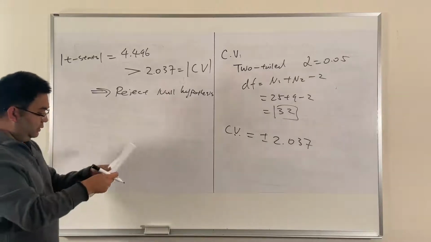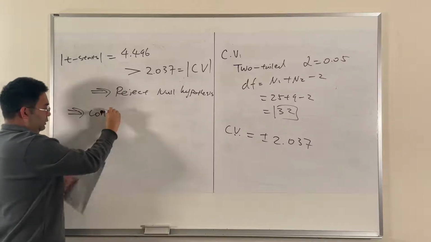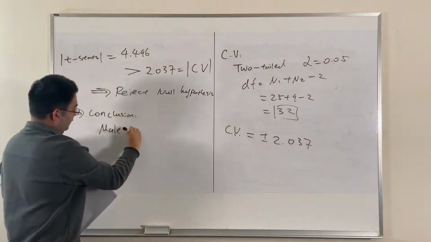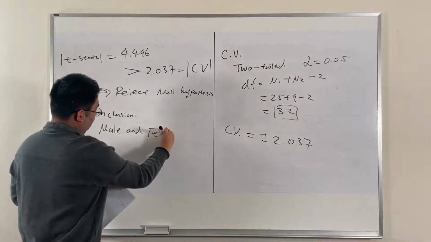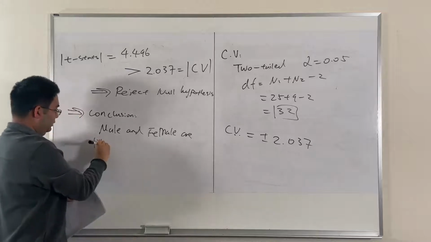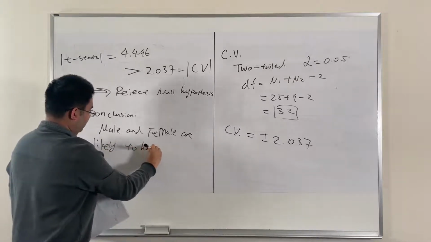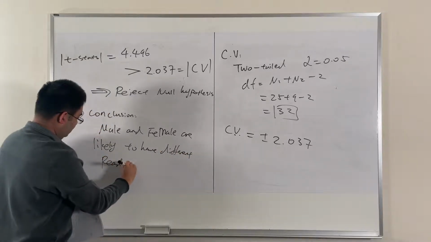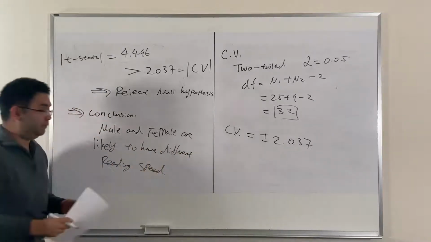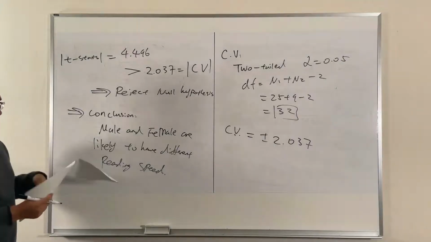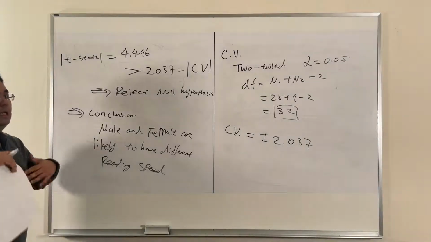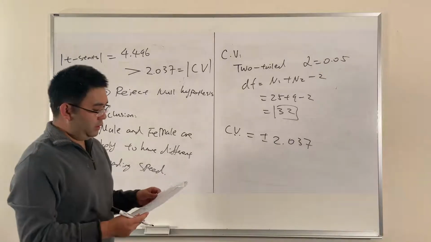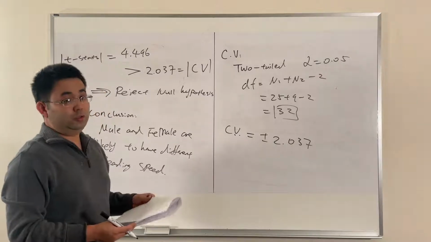Since we reject the null hypothesis, the conclusion is that male and female are likely to have different reading speeds. So that's how you do an independent test under the pooling method. In example 2, I want to give you an example where we do the independent test under the conservative method.